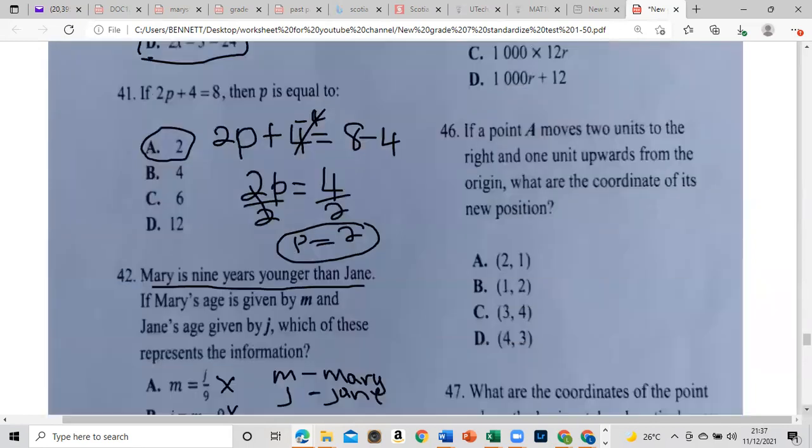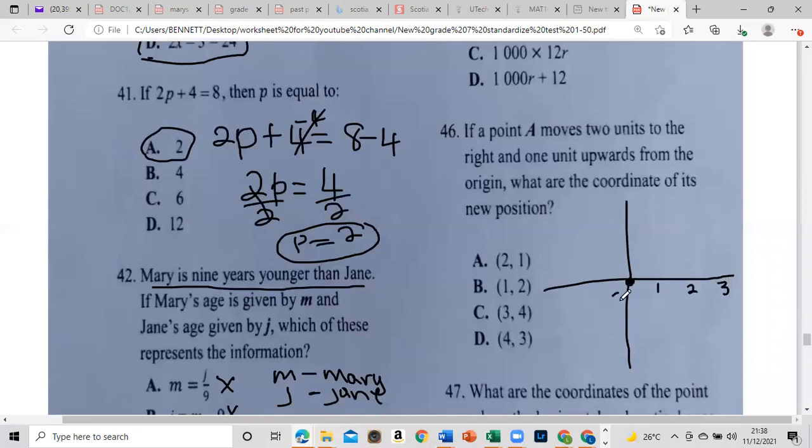Alright, if point A moves 2 units to the right and 1 unit upward from the origin, what are the coordinates of the new position? Now we have to even understand this. It's very tough for you 7th graders, if you haven't done the graph. But I guess this would be at the end. They will definitely learn graph, right? But let's just put some numbers to put it in perspective.